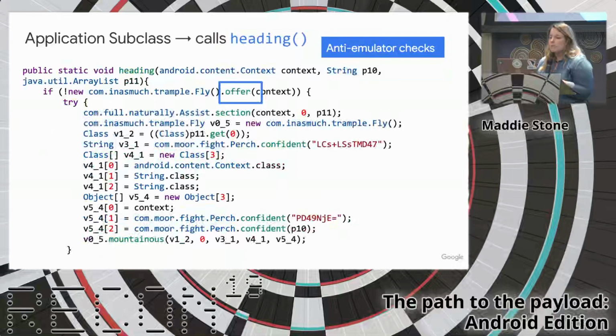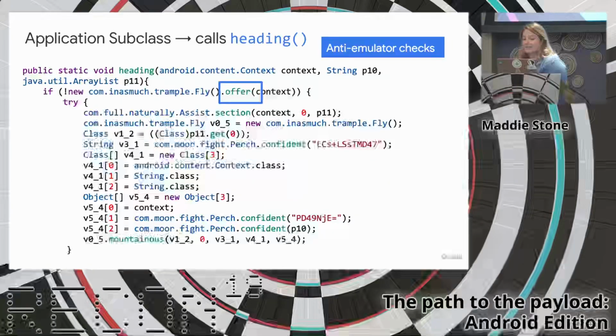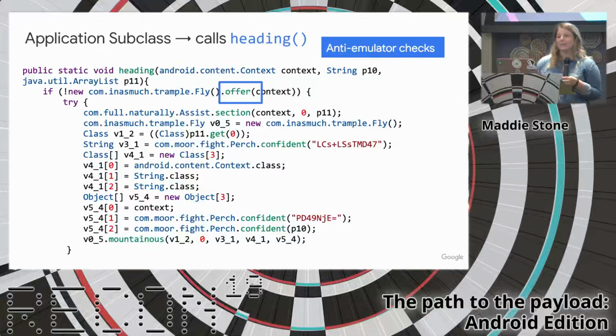So when we open up that method, called heading, this family, for each different application, dynamically generates new method and class names, etc. And each of those are just random English words. So in this case, we have heading, and the first call it makes is an if clause, and it is looking to check its anti-analysis. There's 3 first checks, and it's in this class that's called com.inasmuch.trample.fly, because just look it up in an English dictionary, and the method is offer.